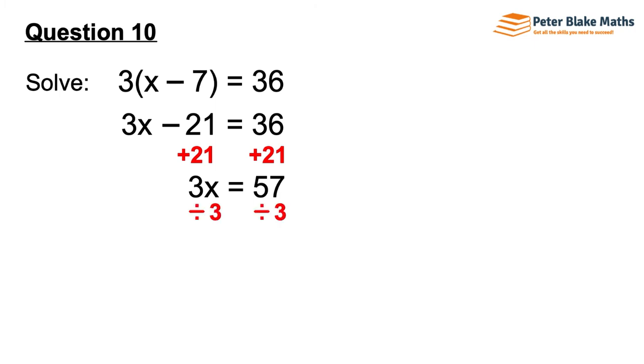To move the 3 that's multiplying, we'll do the opposite to both sides. We'll divide by 3 both sides. The 3's will cancel nicely on the left, leaving us with x, and 57 divided by 3 is 19 on the right hand side. So once again, we've expanded the brackets first and then solved a two-step equation in the normal way.